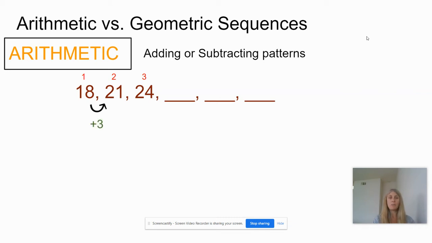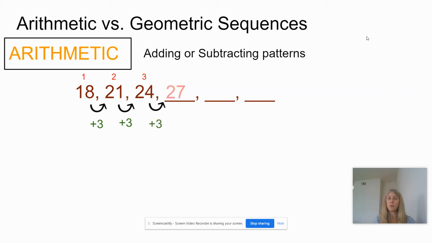Now, this has to be the same pattern every single time. So I need to make sure that the next one and the next one, however many numbers I have, are also adding 3. If it ever changes to something else like adding 4, then it's no longer an arithmetic sequence. So I do see that 21 plus 3 is 24. At this point, I can go ahead and continue my pattern and see what the 4th term, 5th term, and 6th term are. This is very much like your tile problems that we've done before.